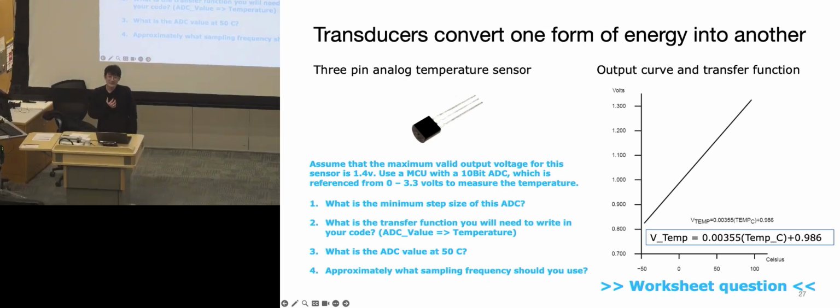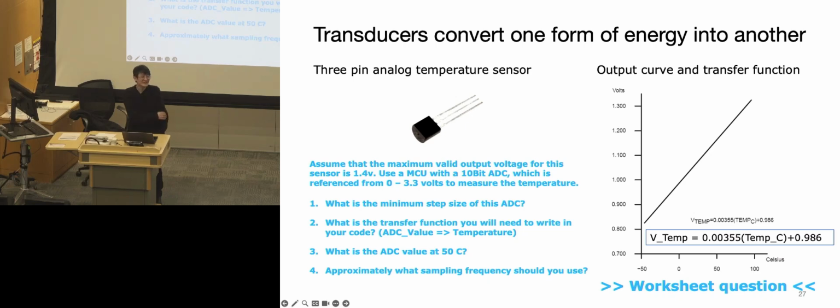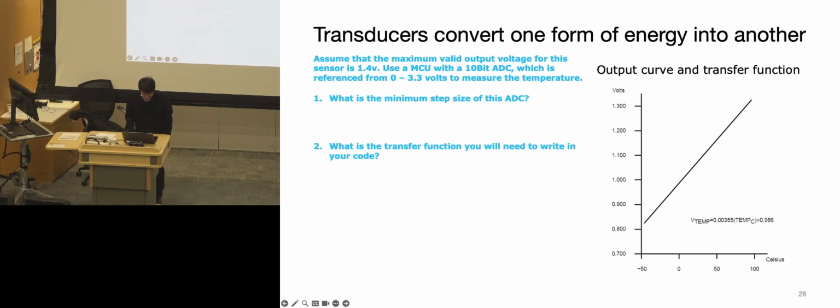All right. How are we doing? Have you all almost finished? Okay, so what's the minimum step size of this ADC? Anyone? What's the minimum step size of the ADC? Yes? 0.0032. That is correct. So 3.22 millivolts.